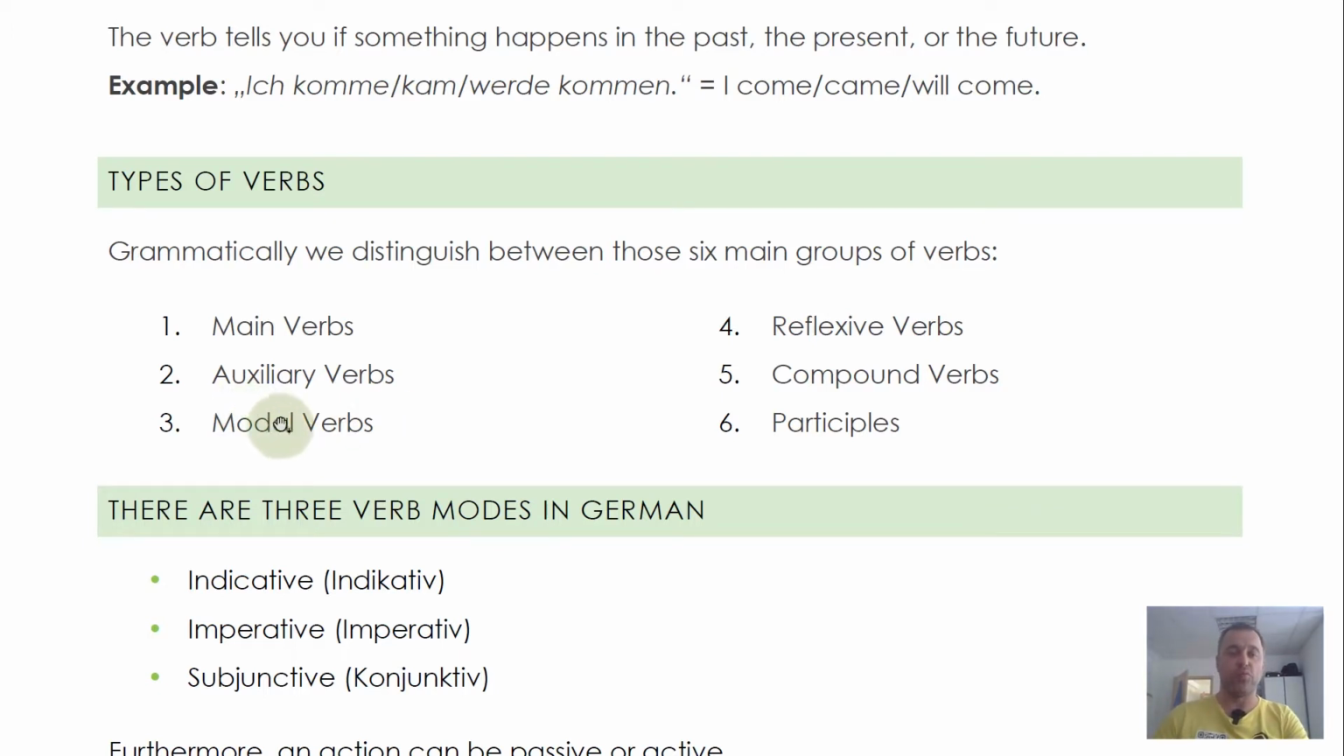Then we have modal verbs. So that's können, sollen, müssen, for example. So can, must, and should are modal verbs. There's also a video about modal verbs that I will link for you in the info cards.